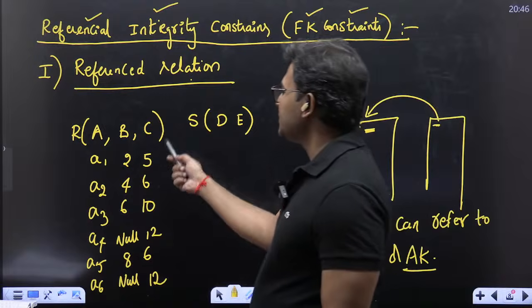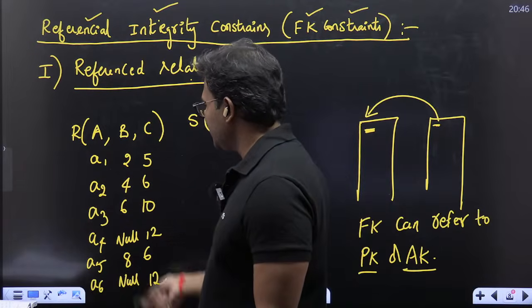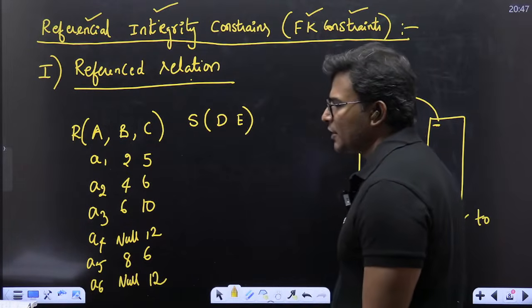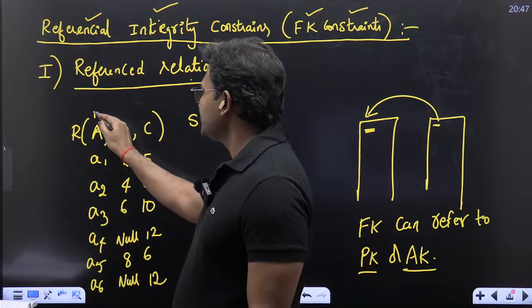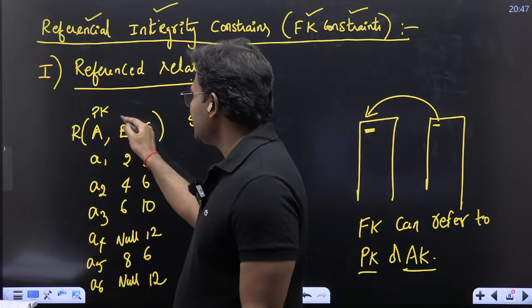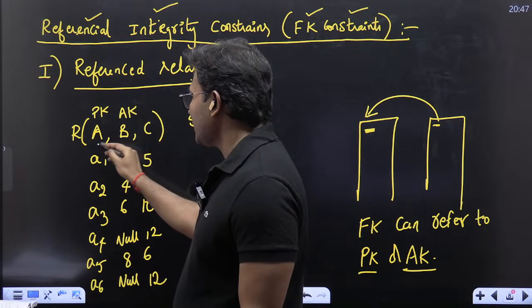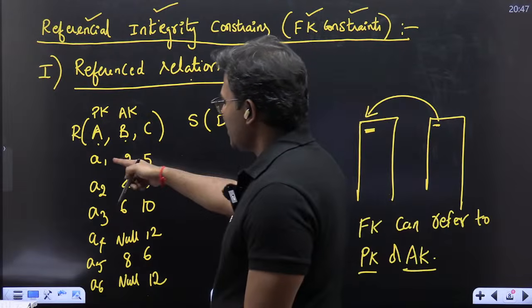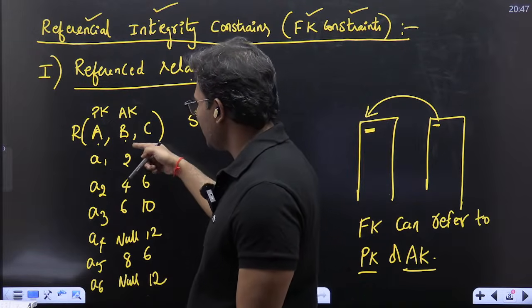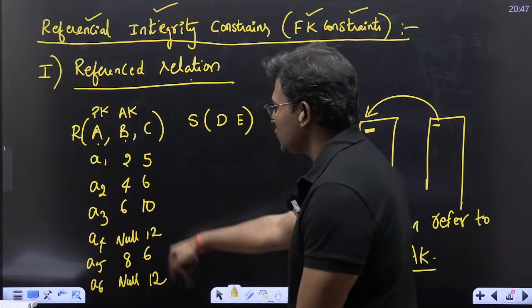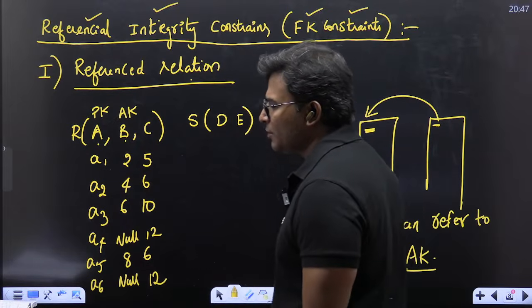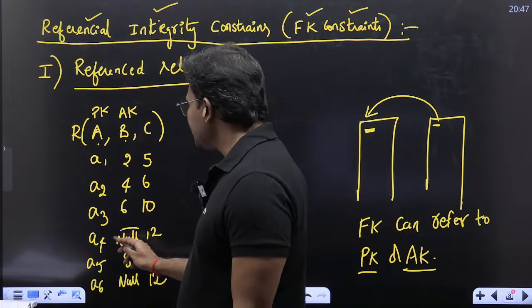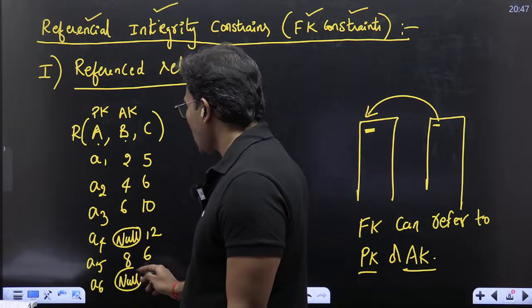Now ABC, A1, B. So this is the table we have, right? Now let us say this is the primary key and this is the alternate key. A is the primary key and B is the alternate key, right? Even if you look at A, everything is unique. And even if you look at B, everything is unique, but then nulls are allowed. So here you may note a point that alternate keys can allow null values.